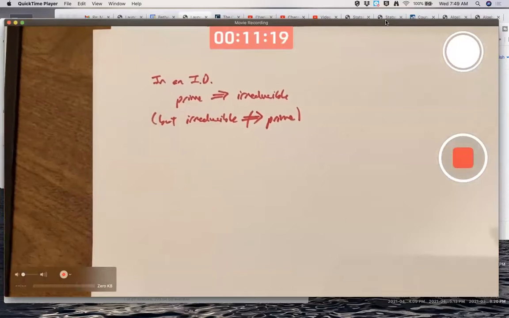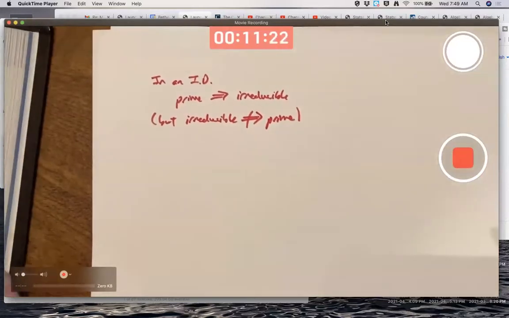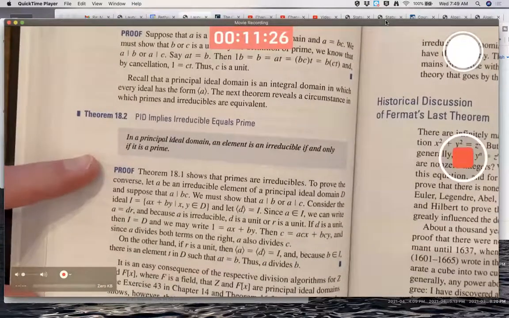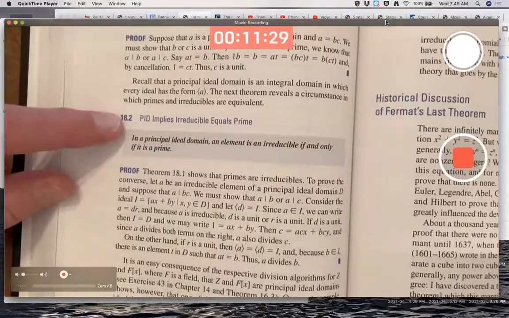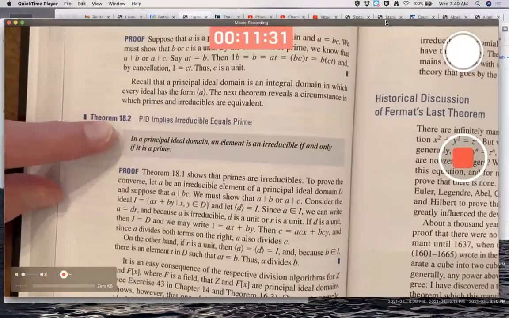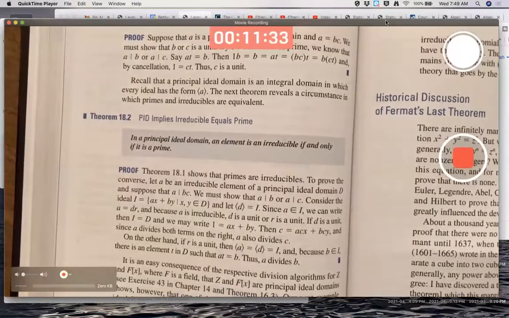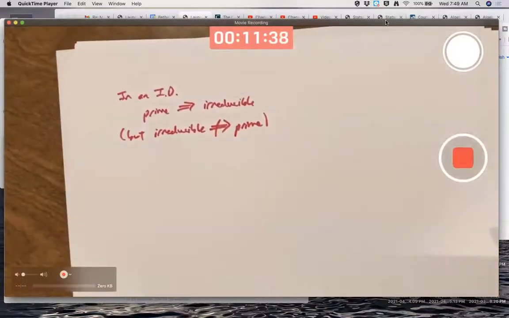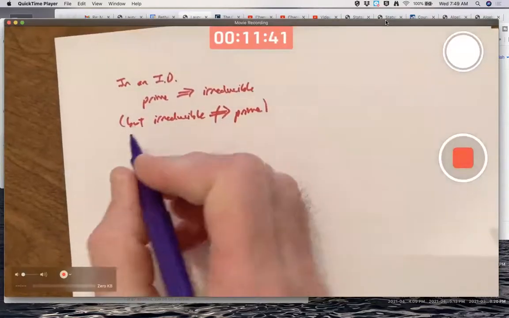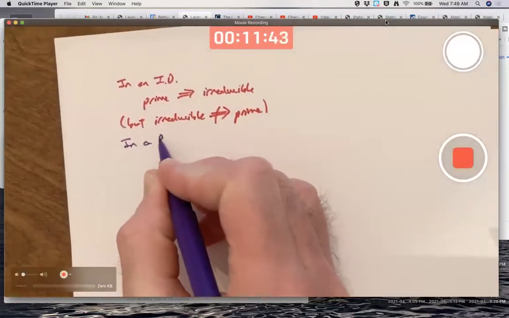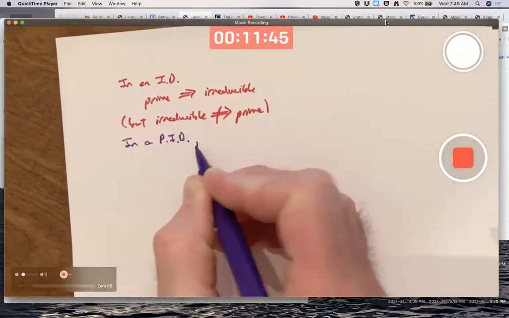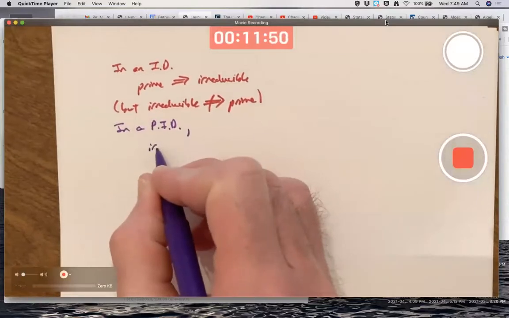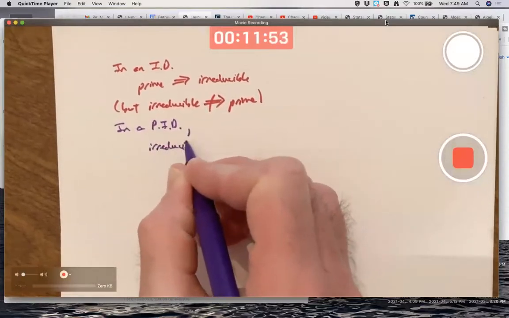However, there is a special situation where irreducibility and being prime are equivalent: in a principal ideal domain. In a principal ideal domain, an element is irreducible if and only if it is prime. We could add, in a principal ideal domain, which is an integral domain, irreducible does imply prime.